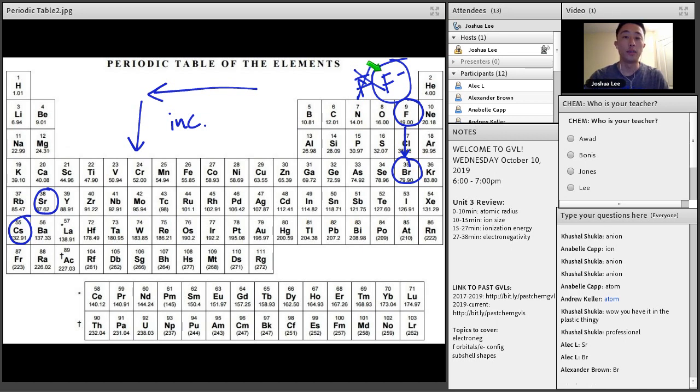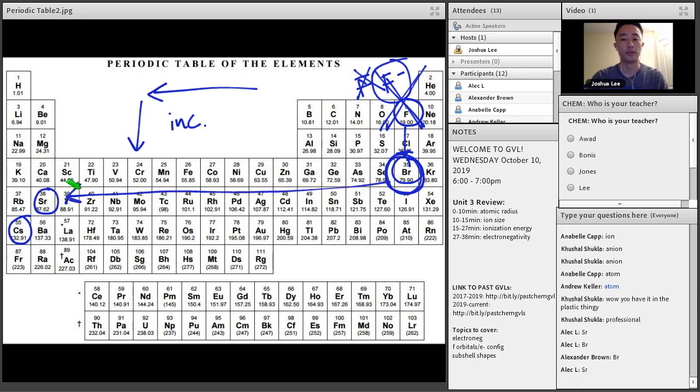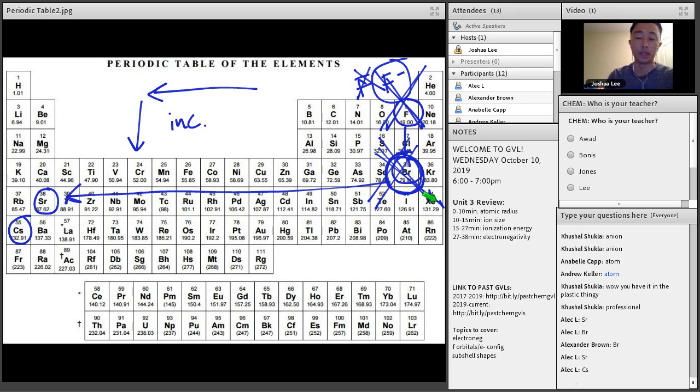Bromine. So that means you could actually get rid of all of the fluorine options because we know bromine will be bigger. But now if you compare bromine with strontium, which one's going to be bigger? Strontium. So you could get rid of bromine. All right. So now between strontium and cesium, which one's going to be bigger? Cesium, because remember, we're continuing going to the left and down.